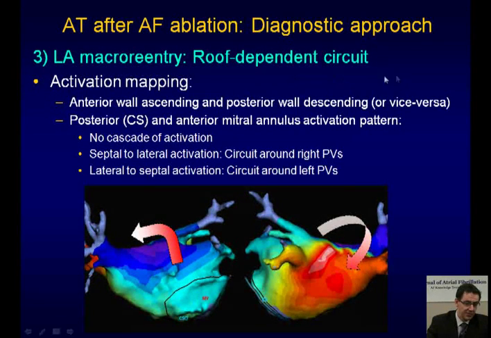The third thing to look for is a left atrial micro-reentrant. This micro-reentrant circuit can be either through the roof of the left atrium or around the mitral valve. Let's first look at roof-dependent tachycardia.